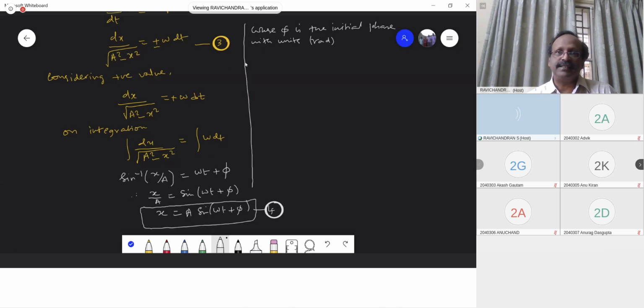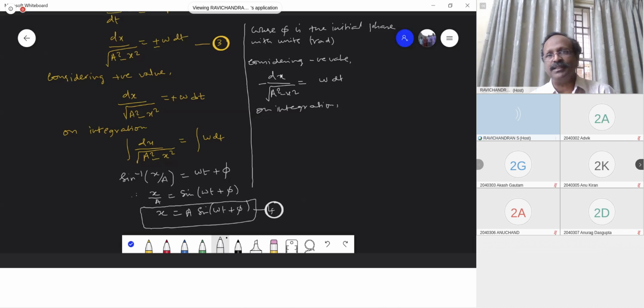Then considering the negative value, I get the equation dx by square root of a square minus x square is equal to minus omega into dt. If I integrate, what has become sine inverse here has a minus, so the minus sign can be put on this side. So I put a minus sign this side.